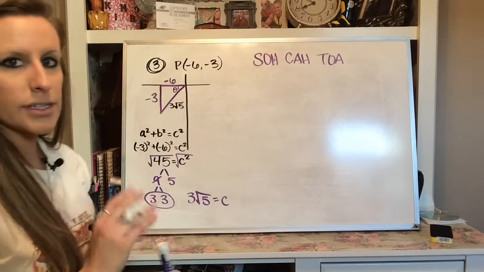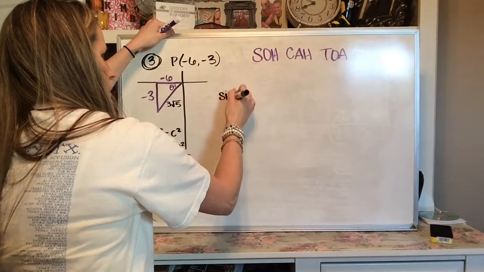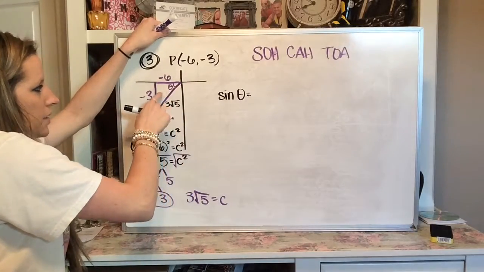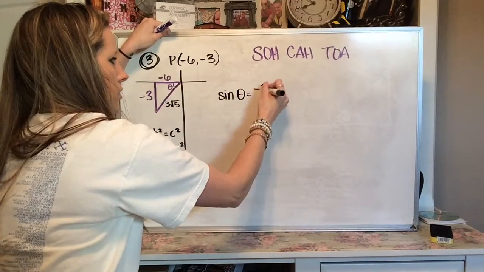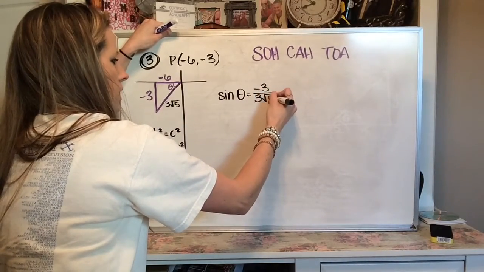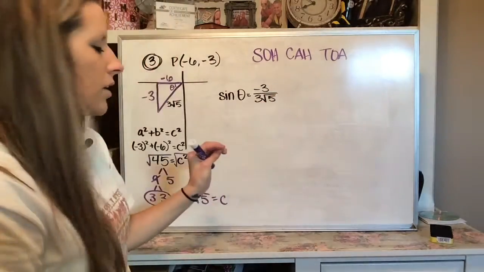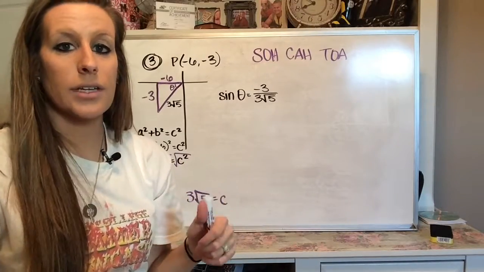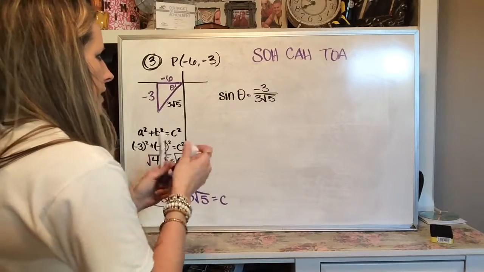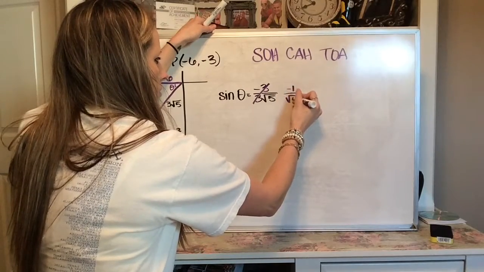Okay, so now let's find our sine, cosine, tangent, all of that. So my sine is going to be the opposite over hypotenuse. So the side opposite of this angle is -3 over my hypotenuse, which is 3 square root of 5. Okay, now you cannot leave your answer with a radical in the denominator. Okay, so first let's simplify this. Our 3's will cancel, right? So I have a -1 over the square root of 5.